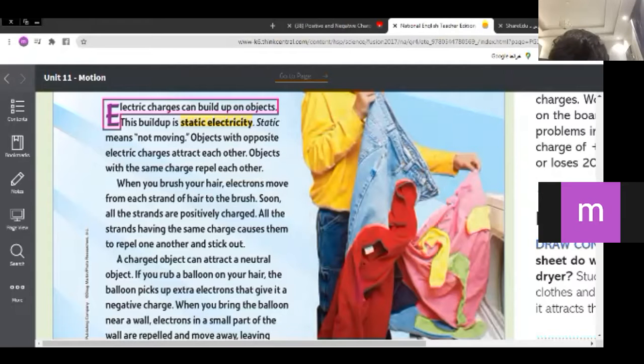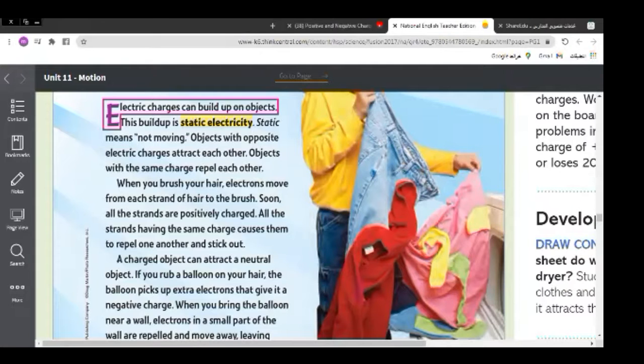Electric charge can build up on objects. This buildup is static electricity. What does static electricity mean? Static electricity, not moving objects. Objects with opposite electric charge attract each other. Objects with the same charge repel each other.